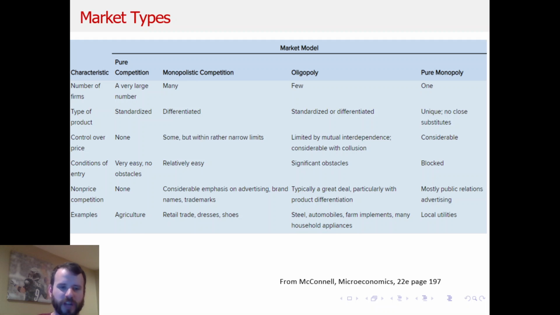Conditions of entry for monopolistic competition are pretty easy. In order to make a pair of jeans, you really just need to have a sewing machine. So any schmo on the street can create a set of jeans, but maybe the branding matters a little bit. So they're probably not going to see the same level of prestige as Lucky Brand jeans or Levi's or whatever.